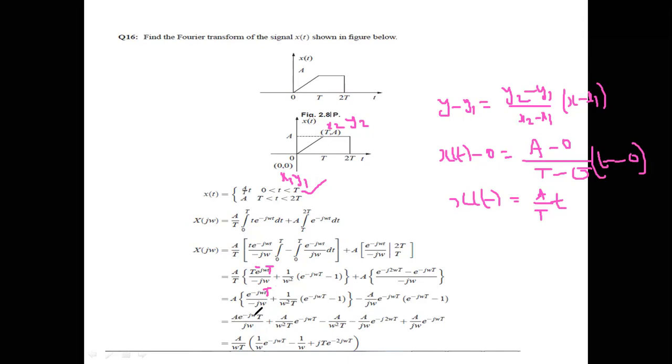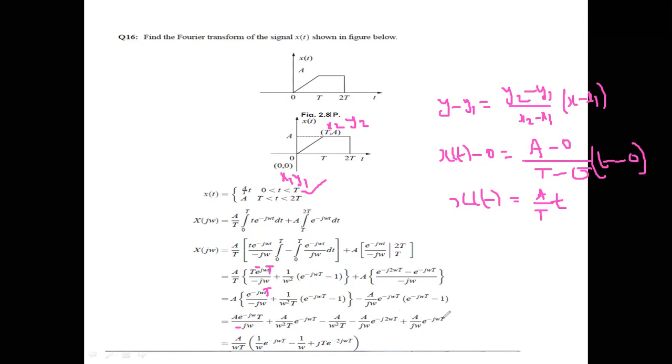So A into e power minus j omega t by j omega. The j omega is a minus, my dear students. Minus is there. Okay. And this A is multiplied here, A by omega square into T, e power minus j omega T, minus A by omega square into T. Okay. Minus A by j omega into e power minus j omega T, or you can take e power minus j omega T and e power j omega T minus 1 as a common factor, you'll get these two terms. Plus A by j omega into e power minus j omega T.